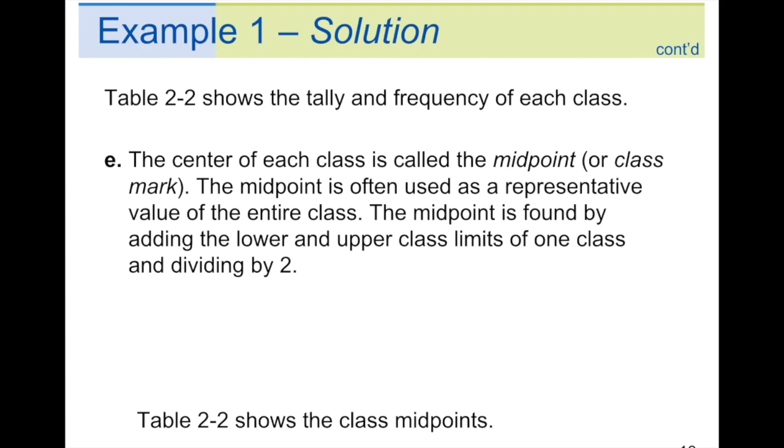The center of each class is called the midpoint, or class mark. The midpoint is often used as a representative value of the entire class. The midpoint is found by adding the lower and upper class limits of one class and dividing by 2.